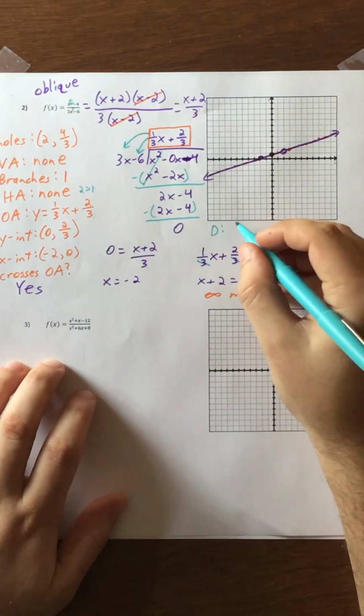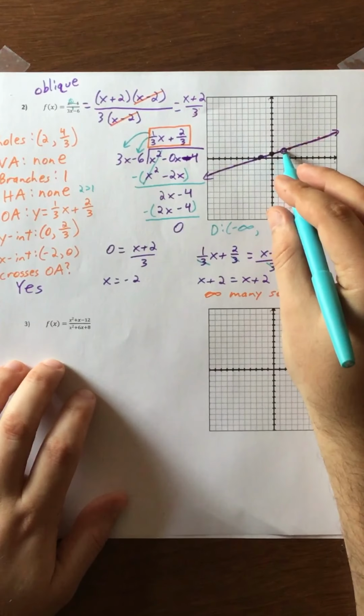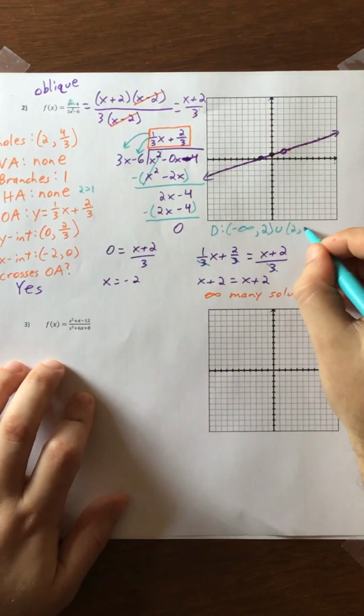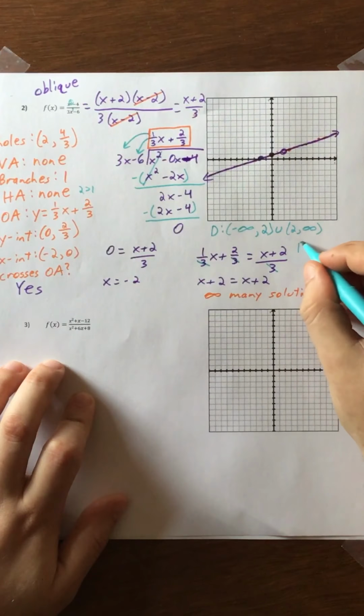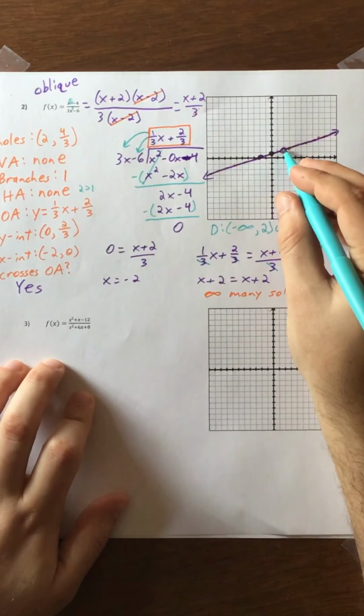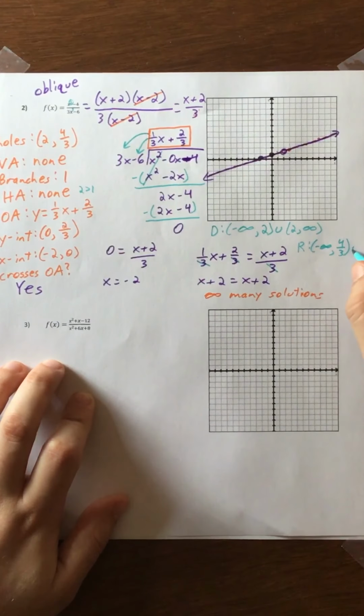Okay, domain. It's going to go to negative infinity. At x equals 2, I have a hole, so take 2 out of your domain. For range, it goes down to negative infinity. It jumps at 4/3 at the hole, so take 4/3 out of your range.